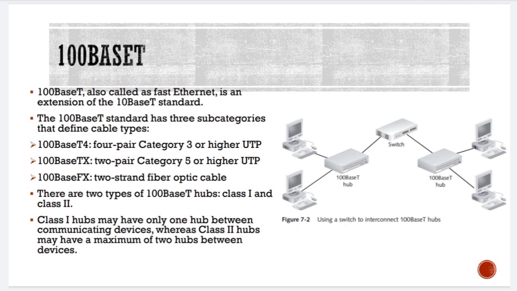There are two types of 100BaseT hubs, the Class 1 and the Class 2. Class 1 hubs may have only one hub between communicating devices, whereas Class 2 hubs may have a maximum of 2 hubs between devices.